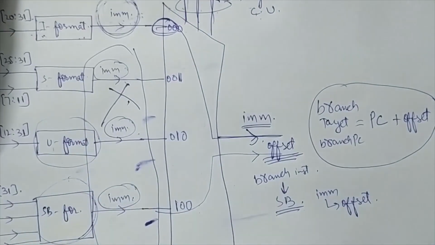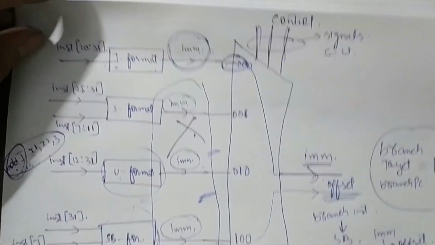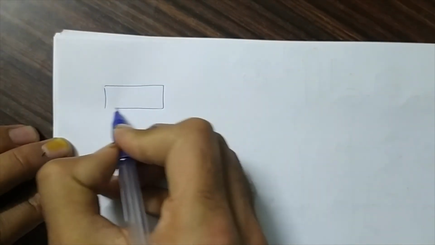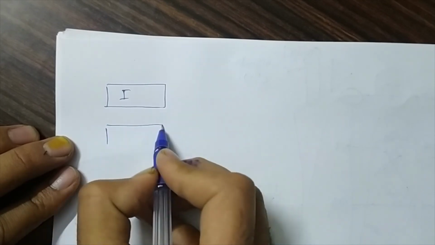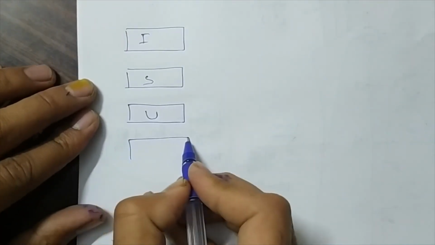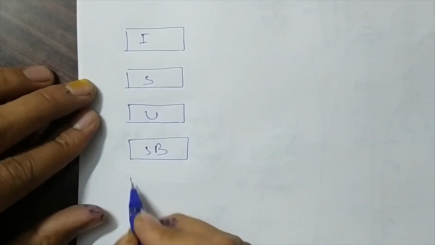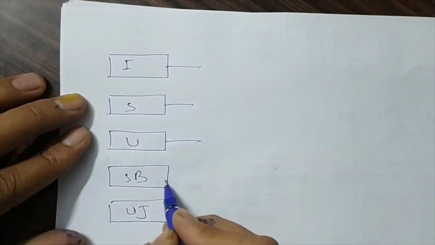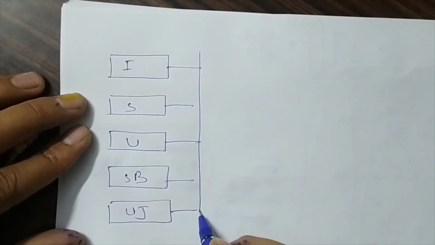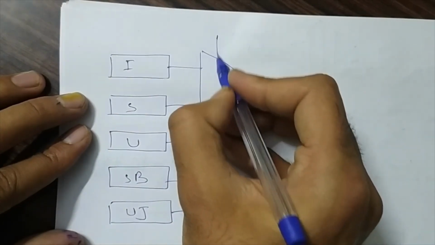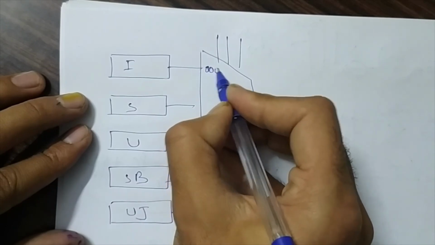For example, in case we have an add instruction, we have this multiplexer, we have these blocks: I format, S format, U format, SB format, and UJ format. These are our blocks, and these are giving the immediate. And from these immediates, we are choosing one immediate based on the type of instruction, and that is determined by our control signals.